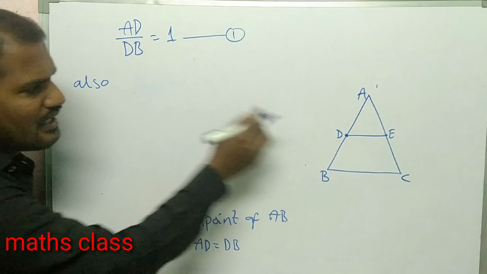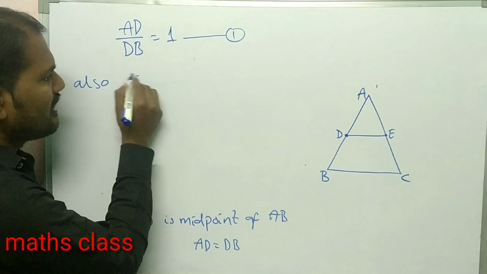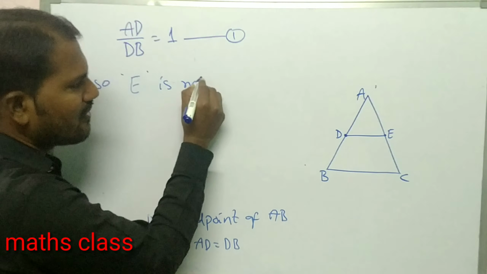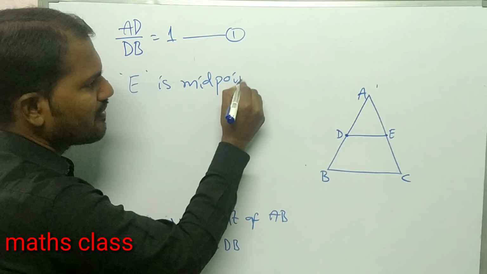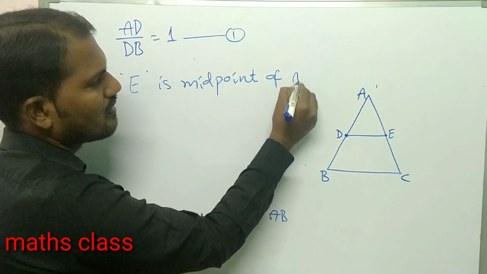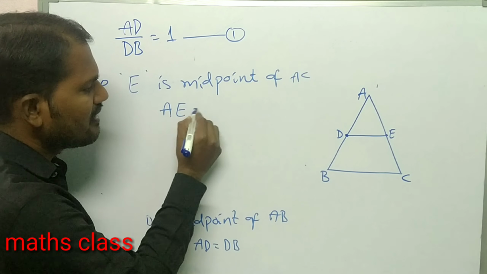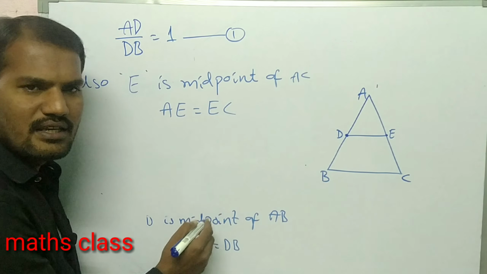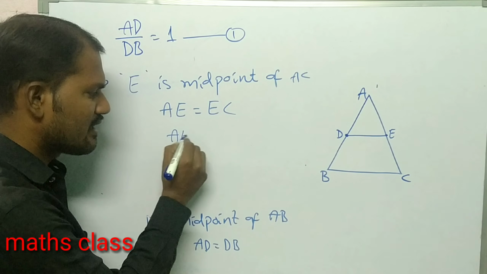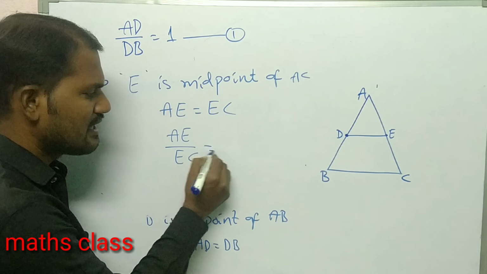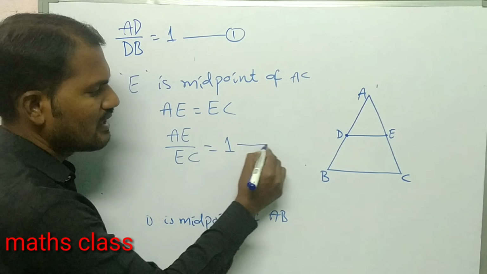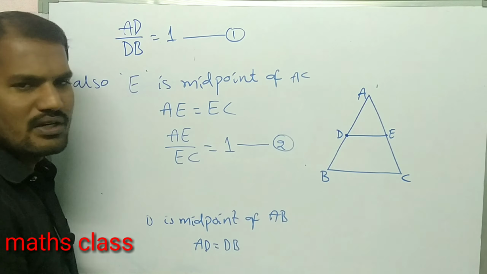And also point E, E is the midpoint of AC. E is the midpoint of AC means AE equals EC. Here AE by EC also we get 1. This is equation number 2.